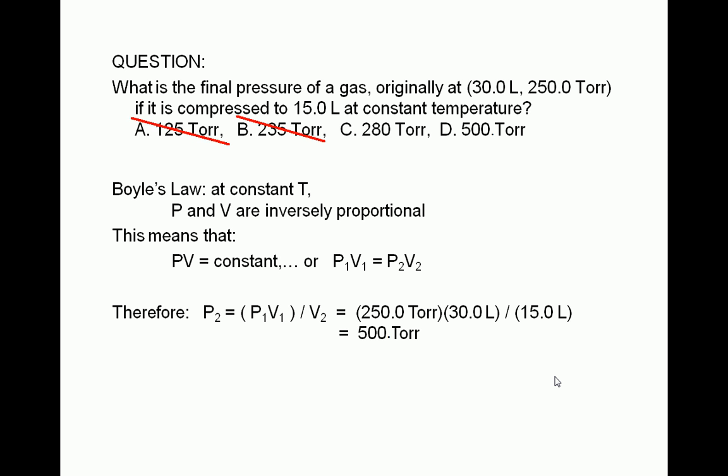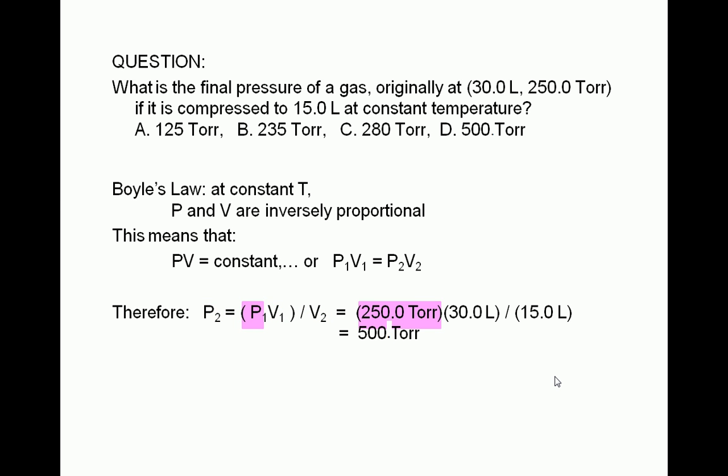Mathematically, when two quantities are inversely proportional, we say that their product is equal to a constant. In other words, we can say that P times V is equal to a constant. If we refer to the initial pressure and volume as P1 and V1, and refer to the final pressure and volume as P2 and V2, then we can also say that the product P1 times V1 is equal to the product P2 times V2.